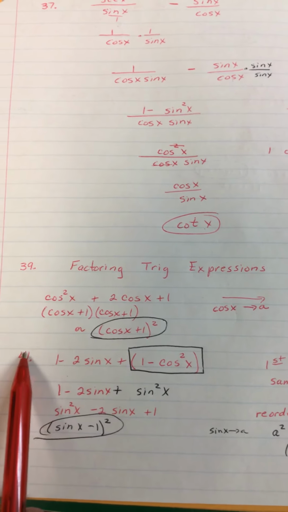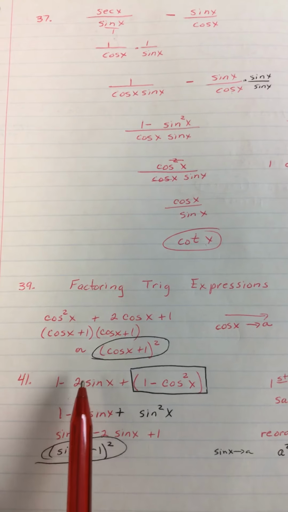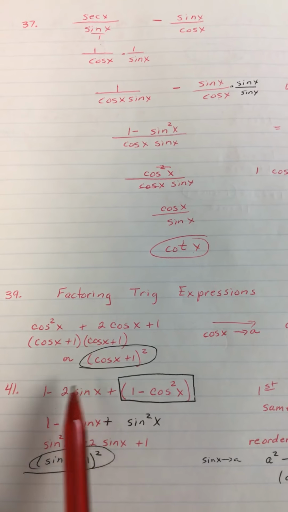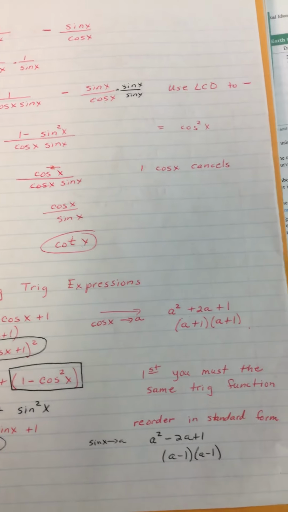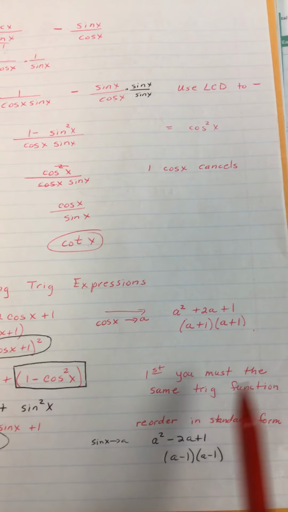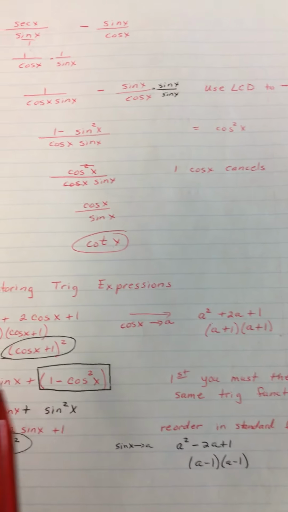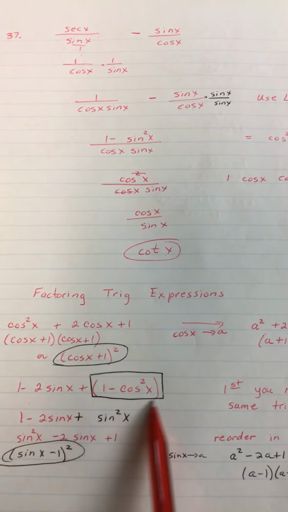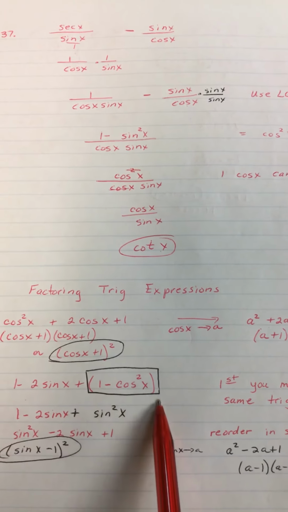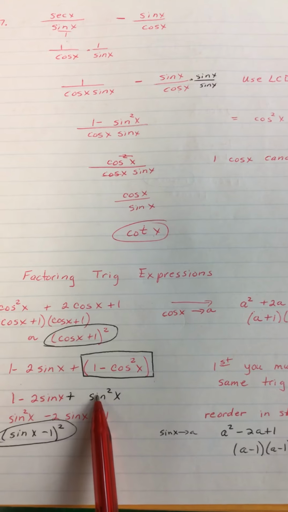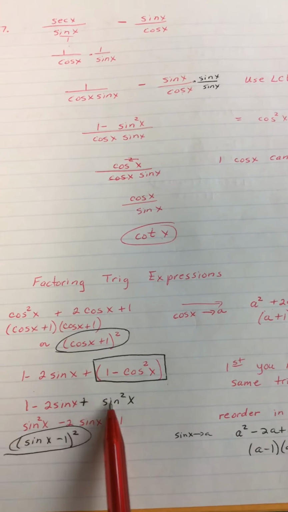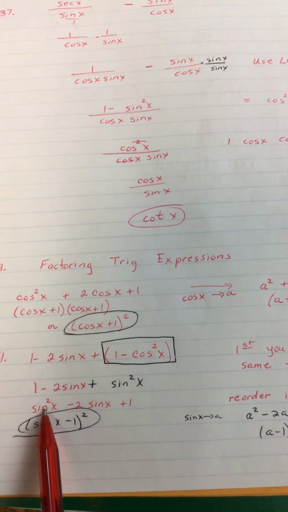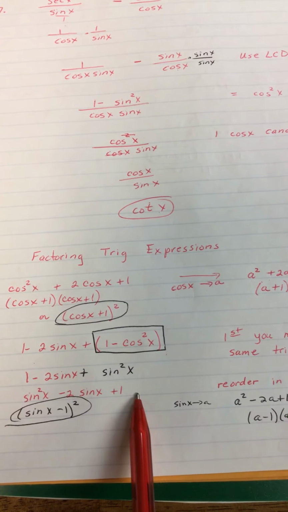Now number 41 would be a little bit trickier because I can't factor unless I have the same trig function here. So first you must have the same trig function. But I understand, because I know my Pythagorean identities, that 1 minus cosine squared x could simply be replaced with sine squared. And now I'm just flipping everything and making it look like standard form. Second degree, first degree, constant.